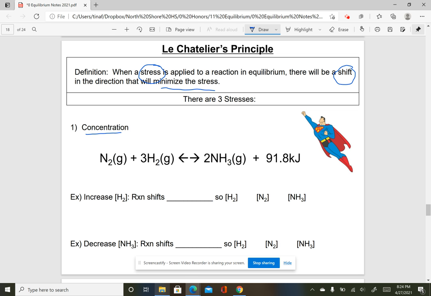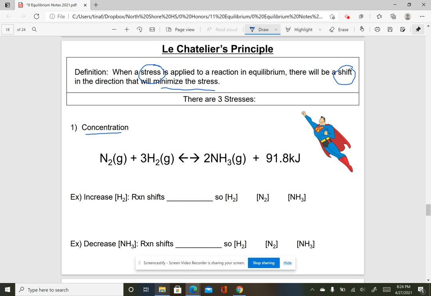So, what I mean by shift is go to the right a little bit faster. So for a little while, the forward reaction will go faster than the reverse one, or shift to the left where our reverse reaction goes a little bit faster than our forward one. And this only happens for a little while until eventually everything evens out.